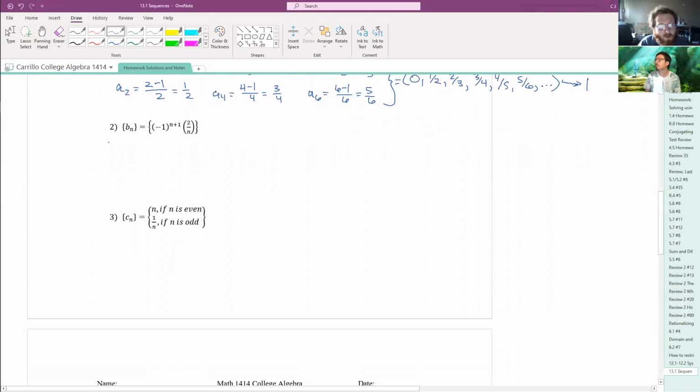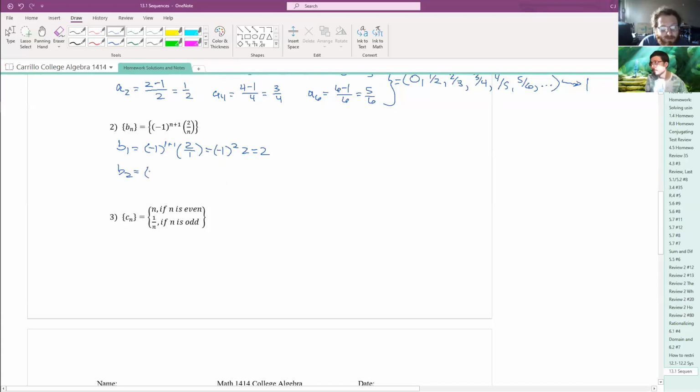Okay, so for number 2, we have b sub n is equal to -1 to the n plus 1 times 2 over n. So what's b sub 1 going to be? What goes here? Just tell me what I'm going to be plugging in. 1. Plus 1 times 2 over what? 1. All right, so this will be -1 squared times 2, and that's just 2, right? Okay. Just making sure people are here and paying attention.